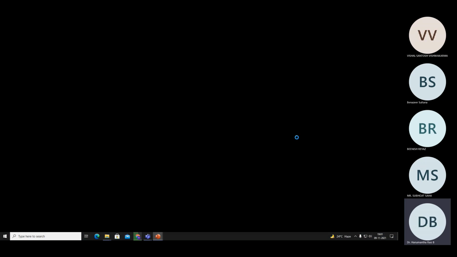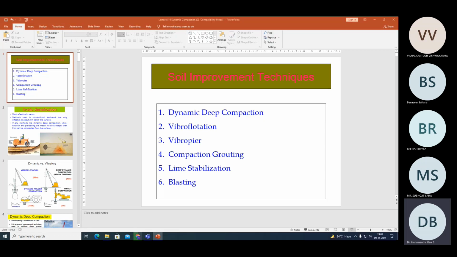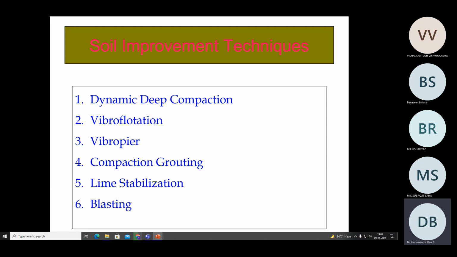On last Friday, we had a very detailed class on the stone column. We tried to understand under what circumstances the ground improvement technique called the stone column will be useful. So today, let us take another topic, that is deep dynamic compaction.